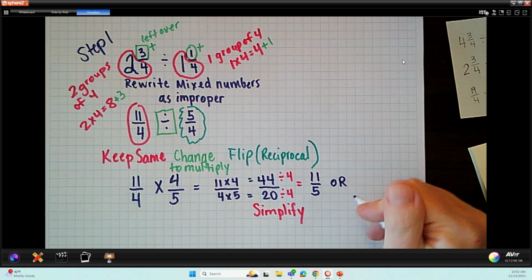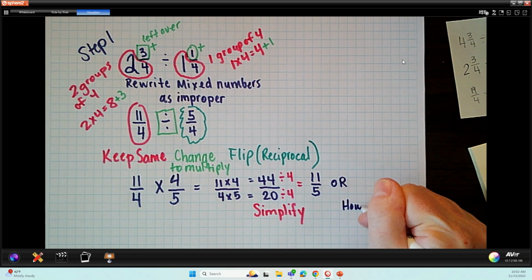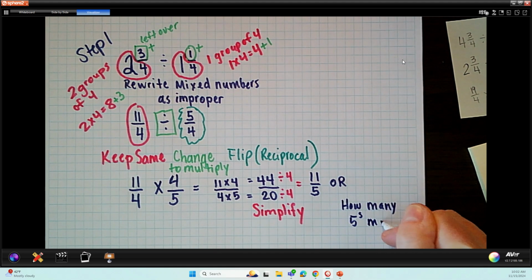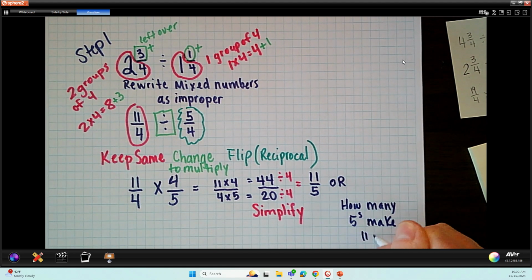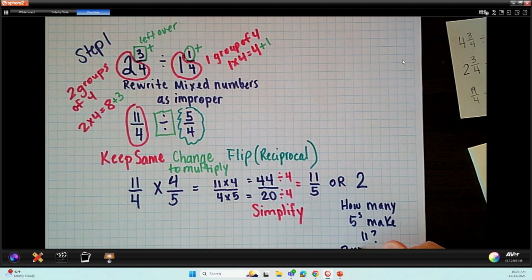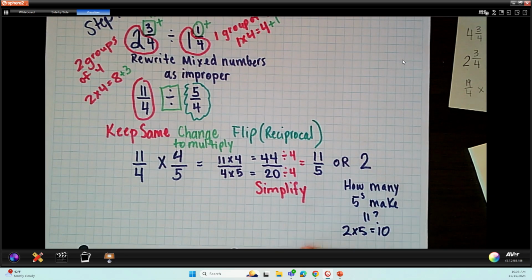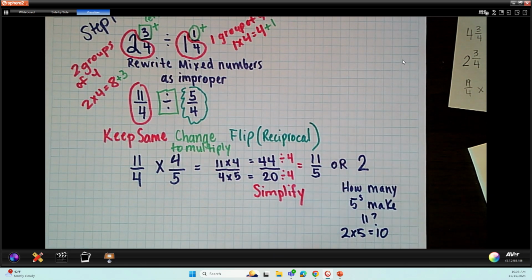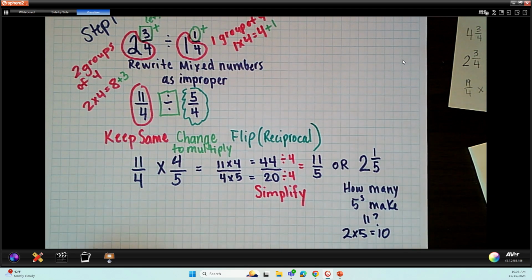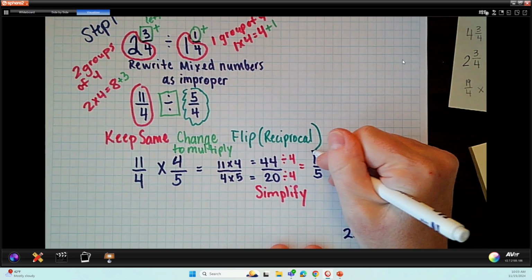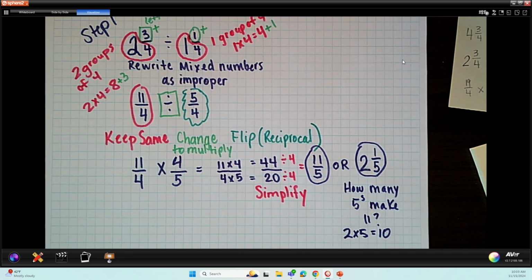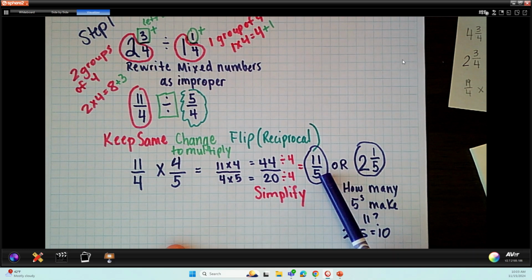How many 5s make an 11? So I can ask myself, how many 5s make 11? 2, right? So I can do 2 times 5. 2 times 5 is equal to 10, with 1 left over. That would be my 1/5. There's that leftover. Okay, so either of these answers would be appropriate. They could use either one. I tell them it's okay to leave it in fraction form.